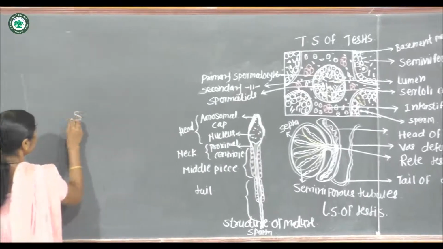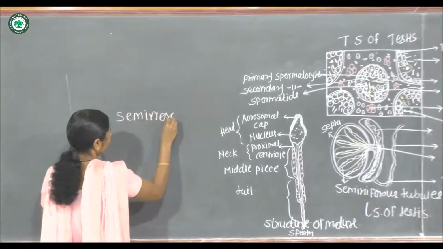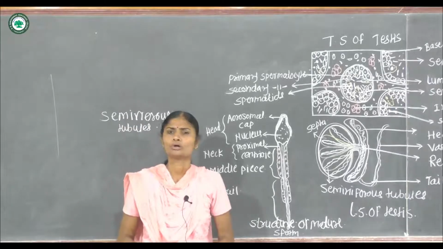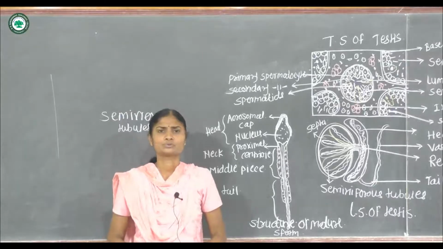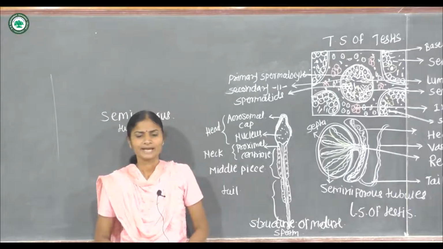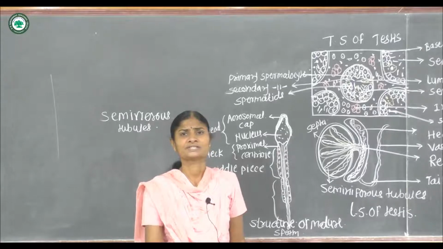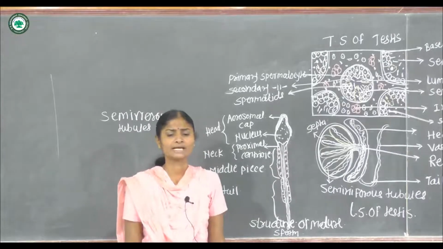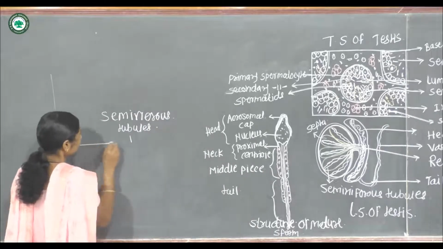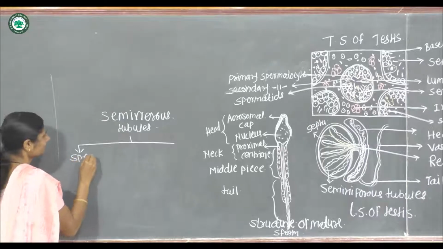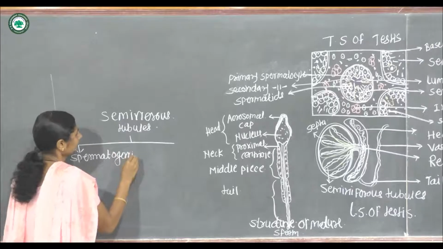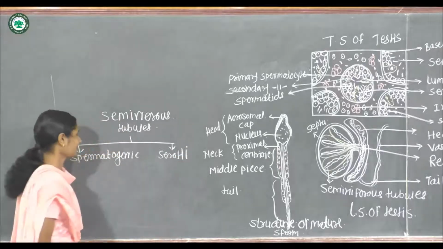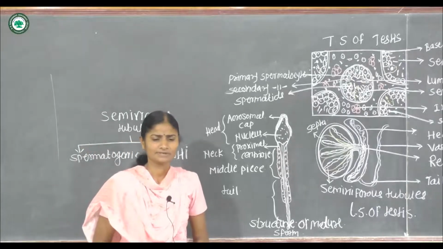These seminiferous tubules are numerous, and the wall of the seminiferous tubules contains an outer capsule, elastic connective tissue, and a basement membrane, and a complex stratified epithelium is present. The seminiferous tubule mainly consists of two types of cells, that is spermatogenic cells and Sertoli cells.